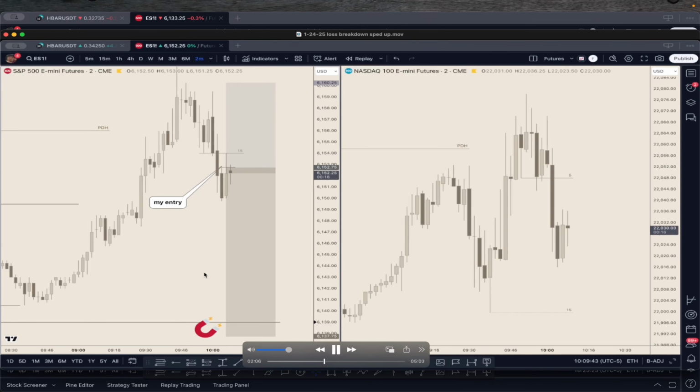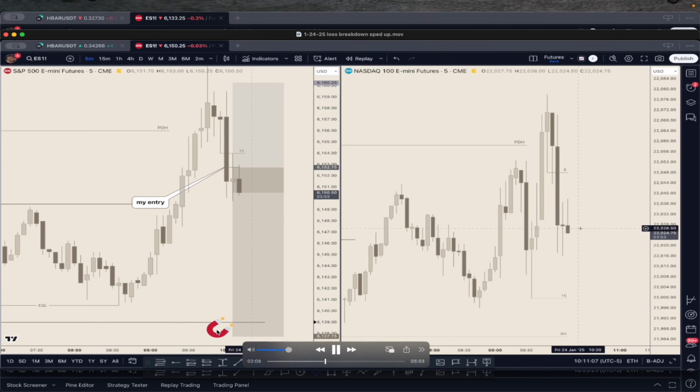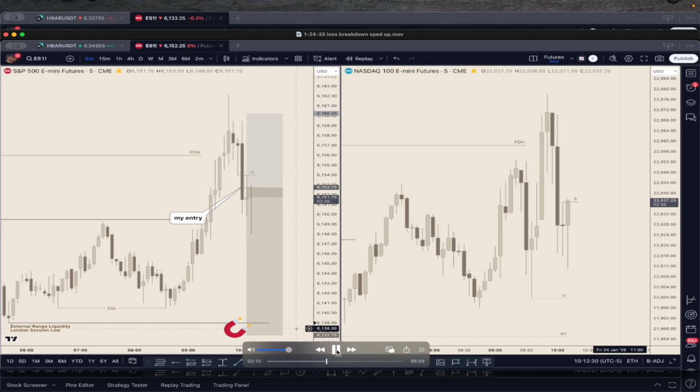At this point, I was really looking for price to drop below London session low on S&P, because as you can see, we've got two levels of liquidity. We have these equal lows down here and London session low. So I was extremely confident that we would hit this level, but let's see how price played out.